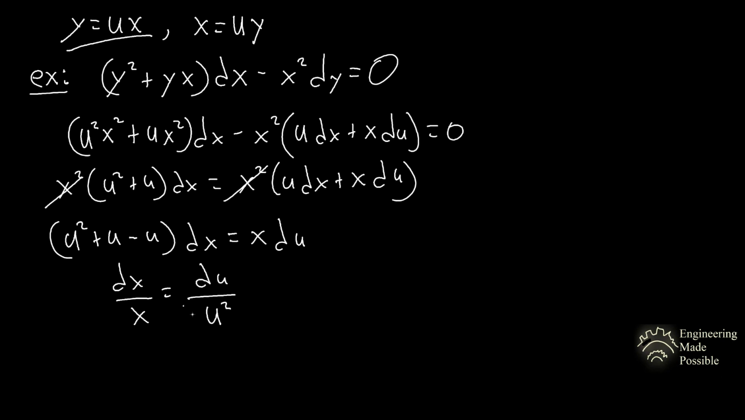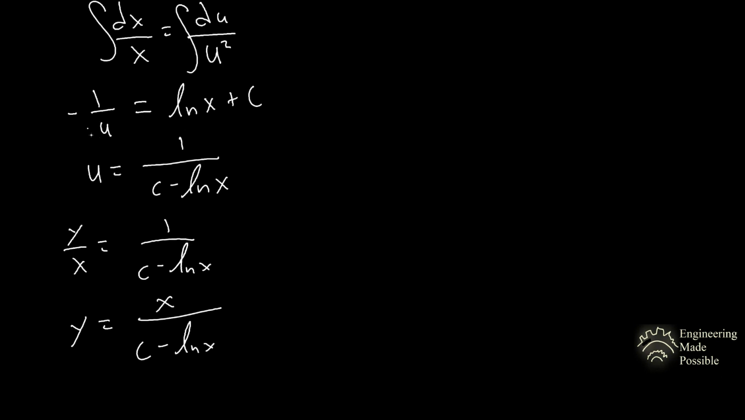Now from here, as you can already see, these are separable, so you integrate both sides and solve. After integrating, you get -1 over u is equal to ln of x plus your arbitrary constant. So u is equal to 1 divided by the arbitrary constant take away ln of x. And remember, y is equal to u times x. So therefore, u is equal to y divided by x, which is equal to this. And then you just get y on one side of the equation, and this is your solution to the differential equation.